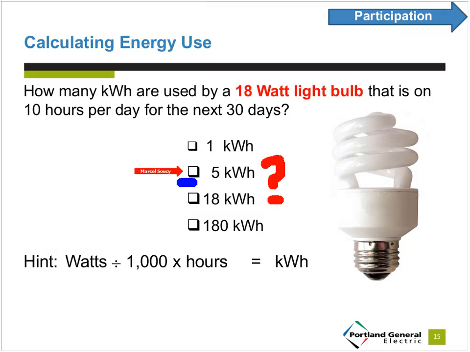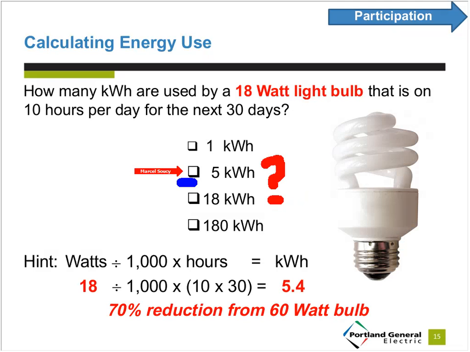So let's look at my math on this question, and the answer is 18 divided by 1,000 times the 300, 5.4 kilowatt hours. That's a 70% reduction from the 60-watt bulb.